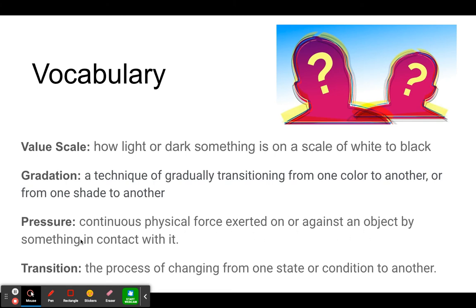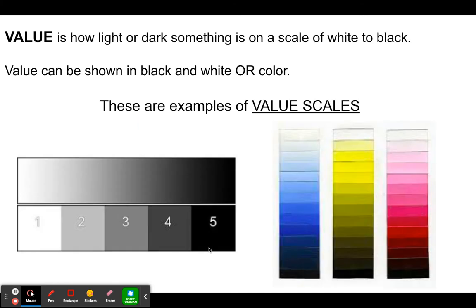Pressure is basically if you press really hard, you're going to get a dark value. If you press really lightly, you're going to get a light value. And that's going to be important for making your value scales and your gradation scales. And then transitioning is the process of changing from one state to another. So it's basically going from dark to light or light to dark. And you want to make sure that that transition is done really smoothly. Now, we're going to be doing 2 parts. This is just the first part.